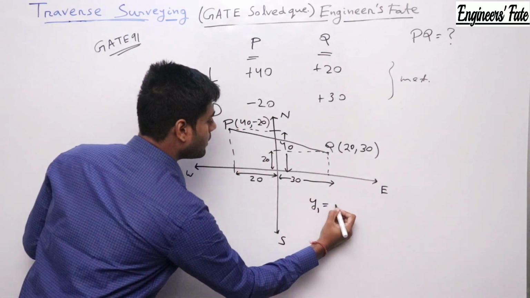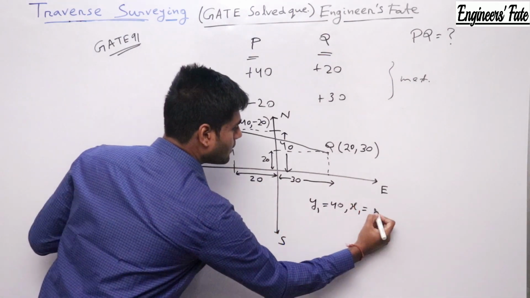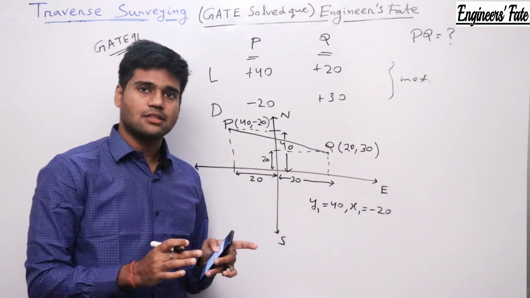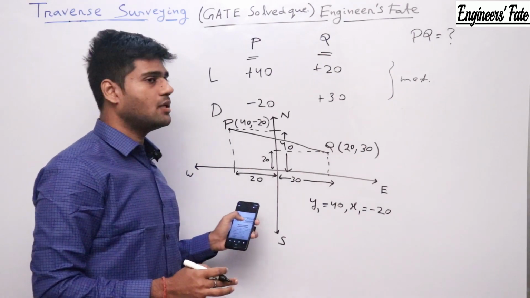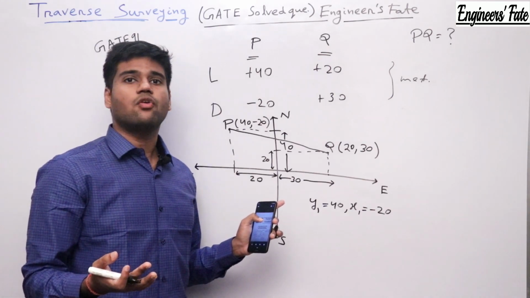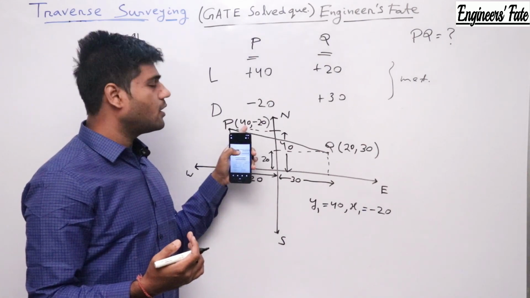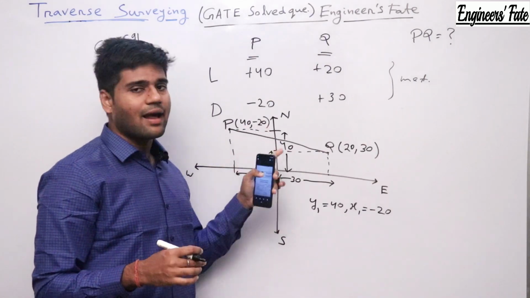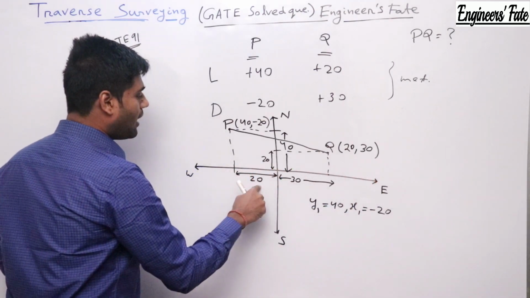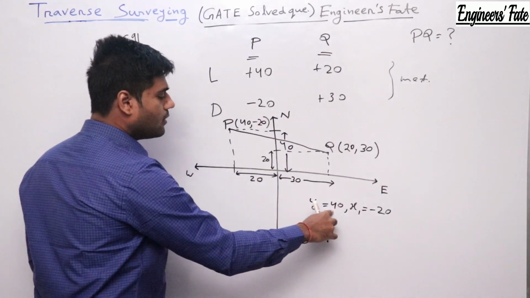So this will be y1 equal to 40 and x1 equal to minus 20. Normally in coordinate geometry we denote as x comma y, but for this question, as we are converting the traverse coordinates to coordinate geometry coordinates, we take the first coordinate as y and the second coordinate as x. You can see this was the x axis, so the x coordinate is minus 20 and this is the y axis, so the y coordinate is 40.